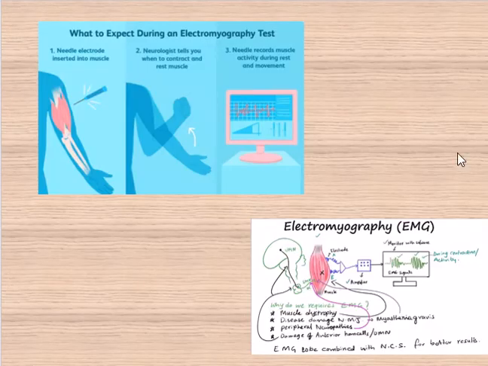This is EMG, basically the graphical representation. Basically, a needle electrode is inserted in the muscle. The neurologist tells you when to contract and relax the muscles. The needle records muscle activity during rest and movement.